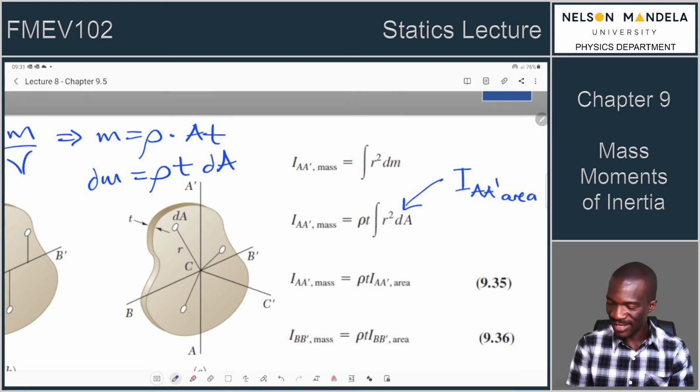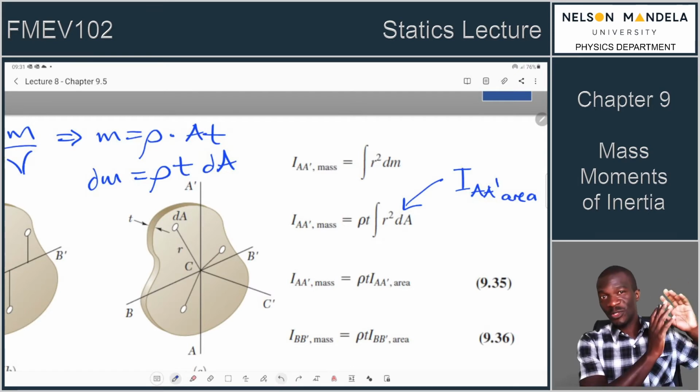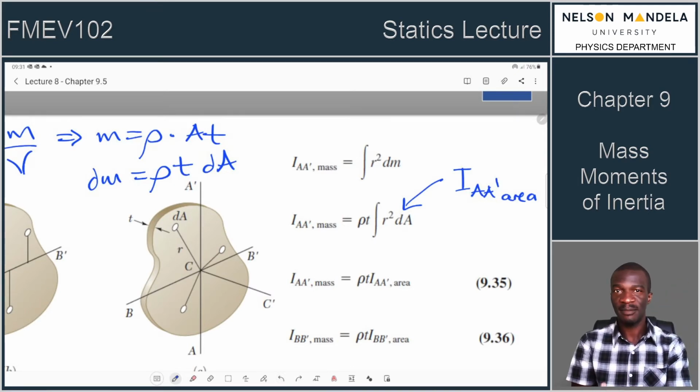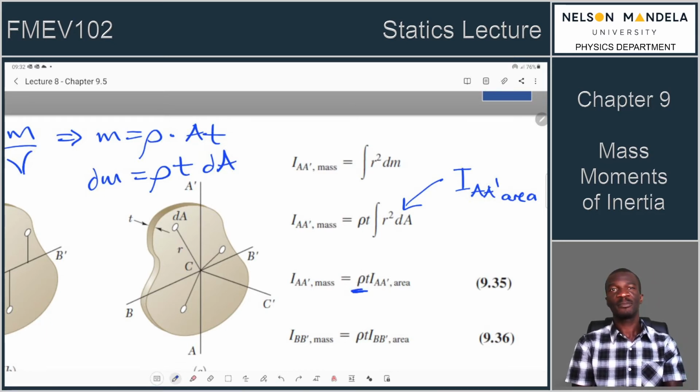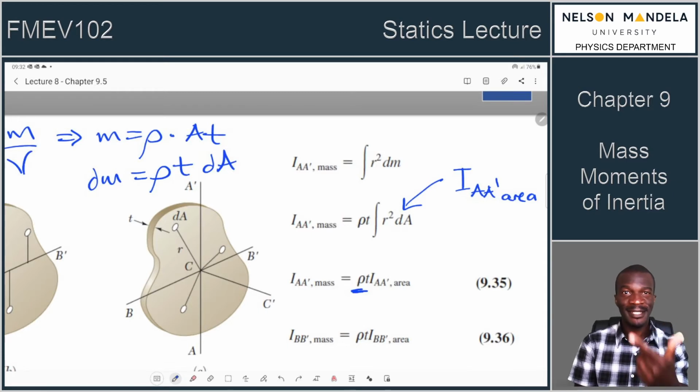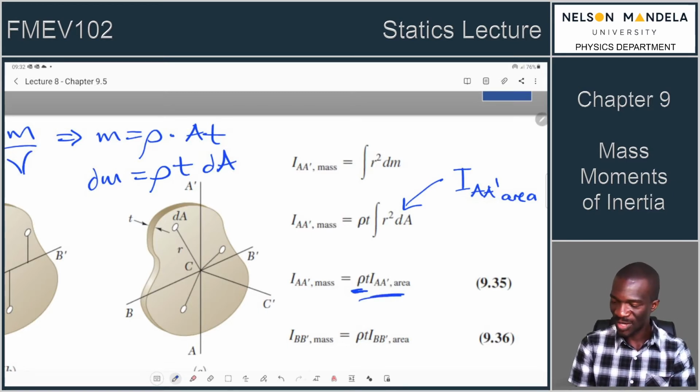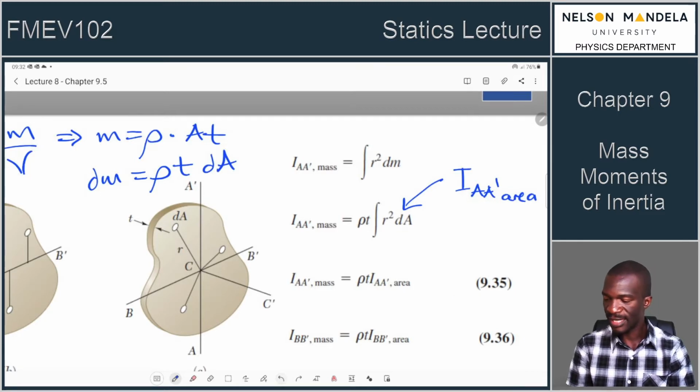So in actual fact, our mass moments are proportional to the area moments. So this is the reason why we were studying all those area second moments, so that we can interpret the second moment in terms of area into the mass moment. Then when you have some heavy object, all you need for a thin plate, for example, is the density of the material, the thickness of the thin plate, and you carry out your usual integration. That is the meaning of equation 9.35.